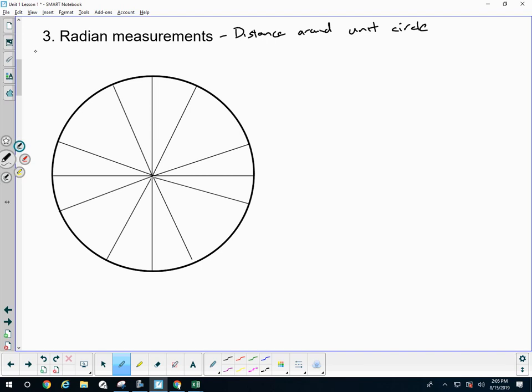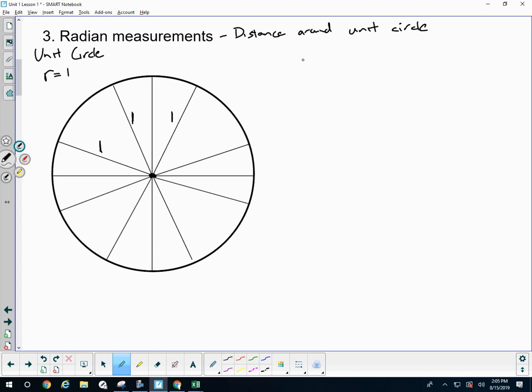Here is my unit circle. We call it a unit circle because its radius is 1 unit. So from the origin here, (0, 0), to my circle, we have a distance of 1 all the way around. Okay?